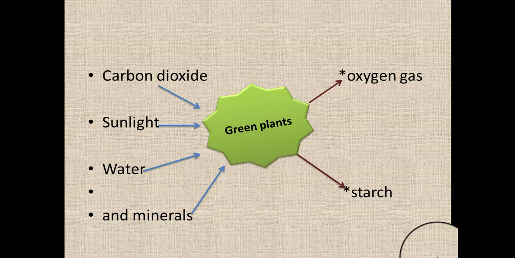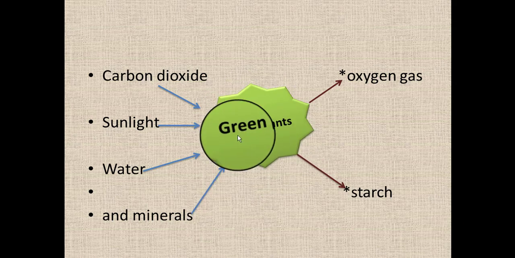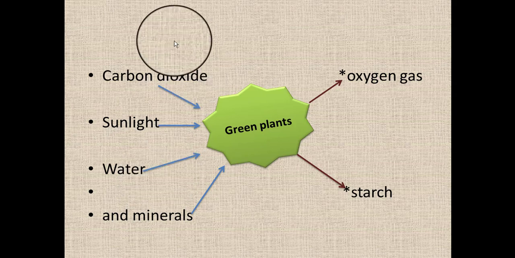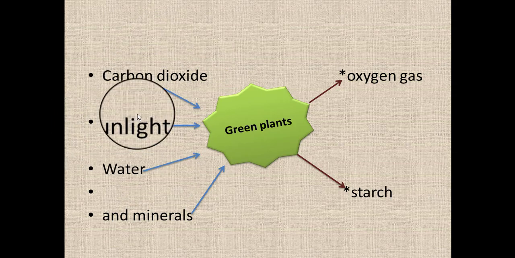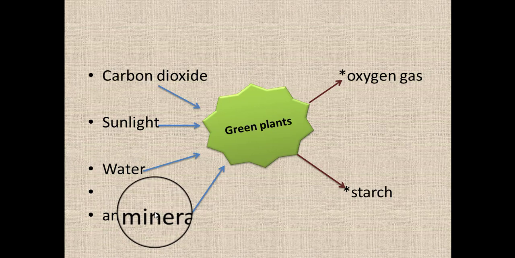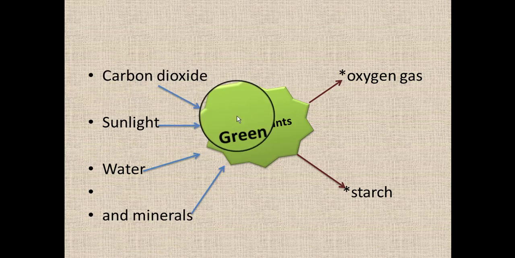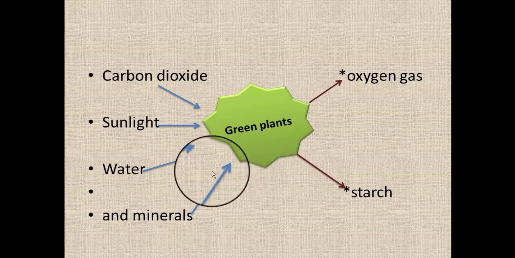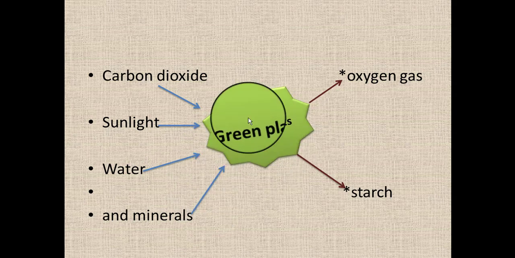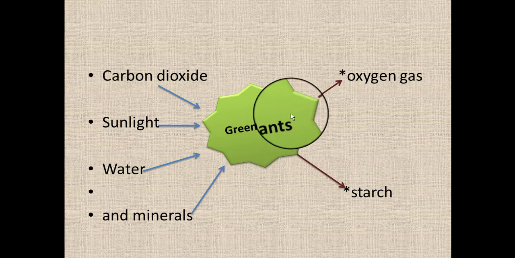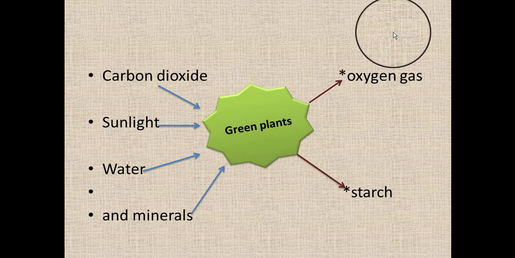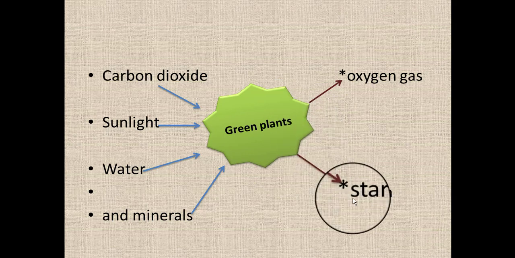Summarize the photosynthesis process. This is the green plants. What enters the green plants to make photosynthesis process? It's carbon dioxide, sunlight, water and minerals. And the green plants manufacture their food and produce oxygen gas and starch.